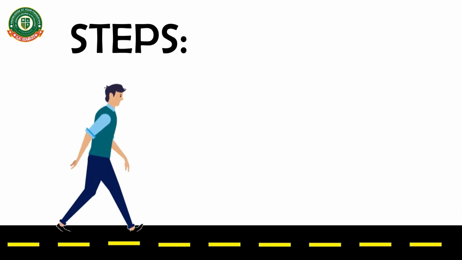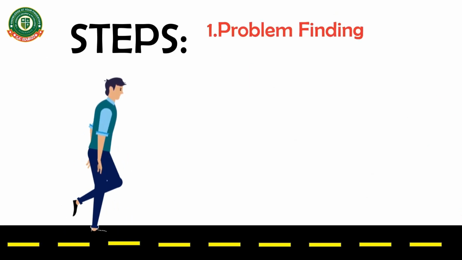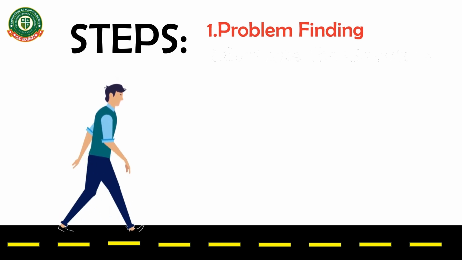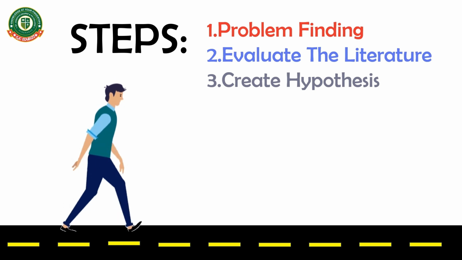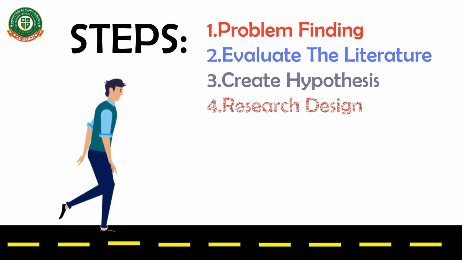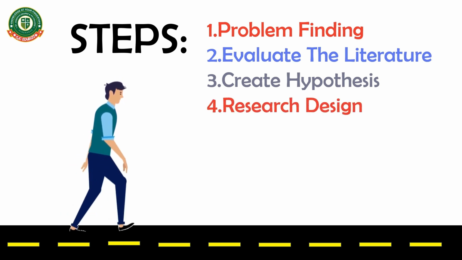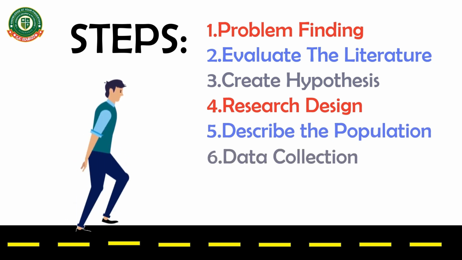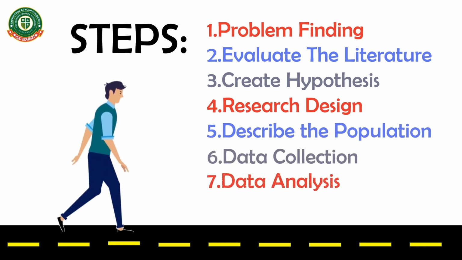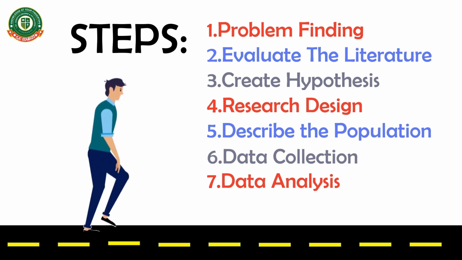Steps in research process. Step 1. Problem finding. Step 2. Evaluate the literature. Step 3. Create hypotheses. Step 4. The research design. Step 5. Describe population. Step 6. Data collection. Step 7. Data analysis. Step 8. The report writing.